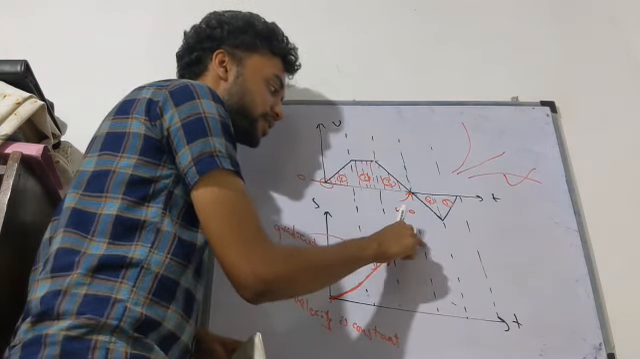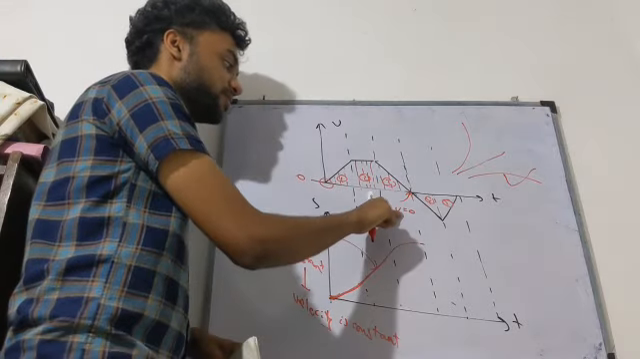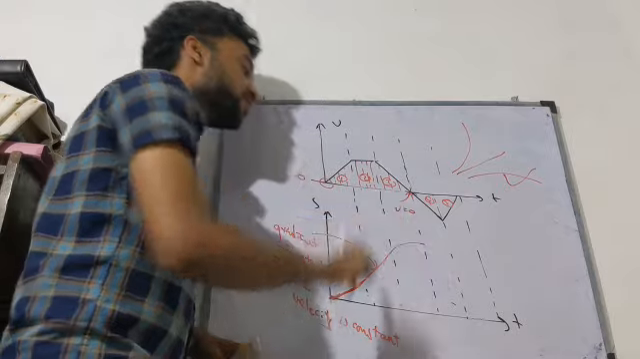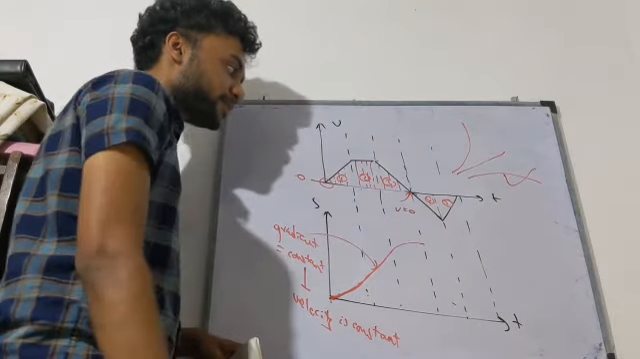At this point, the gradient should show me what? The velocity. The gradient of an ST graph is the velocity. Therefore, at this point, I should get zero velocity. I hope it's clear.